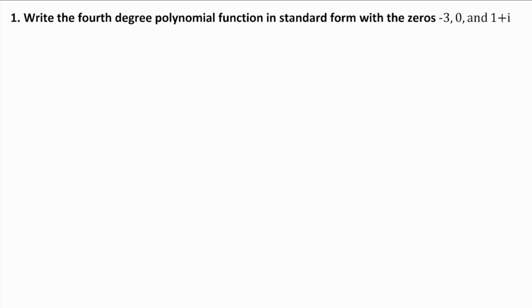Write the 4-3 polynomial in standard form with zeros at x equals -3, x equals 0, and x equals 1 plus i. Okay, what we learned is that if x equals 1 plus i is a root, and it didn't say, but it meant to say 4-3 polynomial function with rational coefficients, and we're looking for all of these zeros, then we'll also have to have x equals 1 minus i as a root.